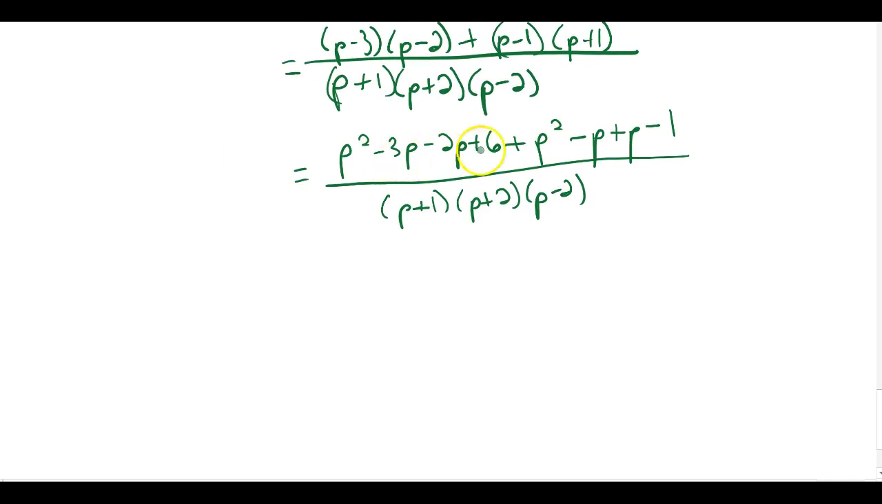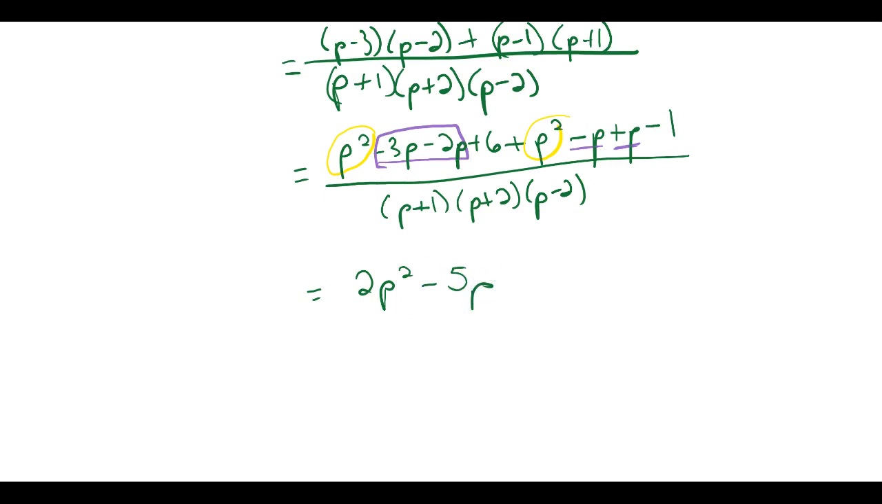I'm going to simplify the numerator, combining like terms. So that means my p squared plus a p squared is going to end up with a 2p squared. My negative 3p minus 2p is a negative 5p, minus 1p would be a negative 6p, plus 1p would give me a negative 5p.